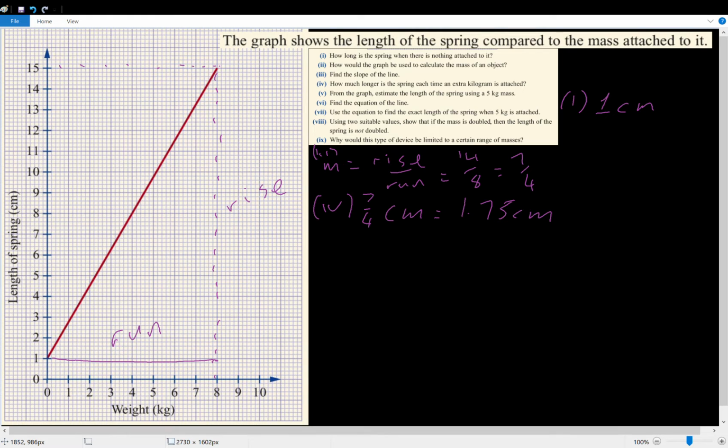For part 5, from the graph, we're asked to estimate the length of the spring using a 5 kilo mass. So what you would do for this is you would go over to your 5 kilos on your x-axis and work your way up to the line.